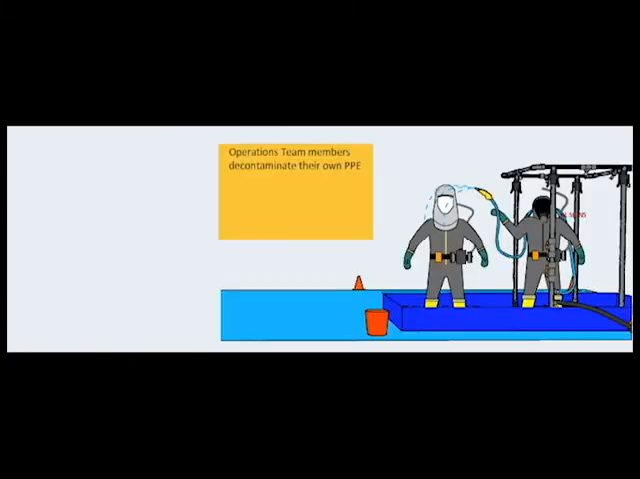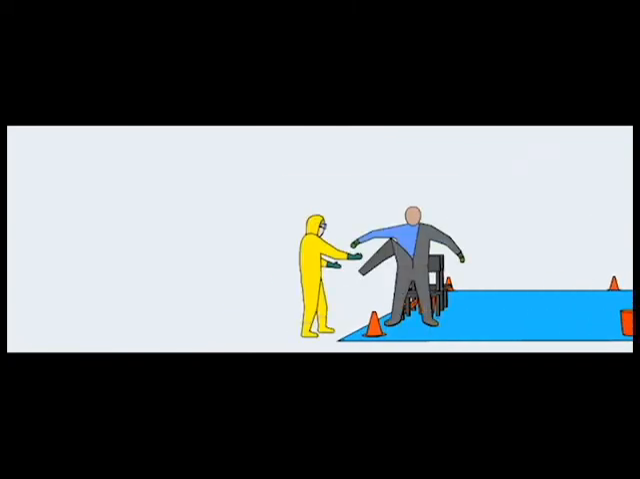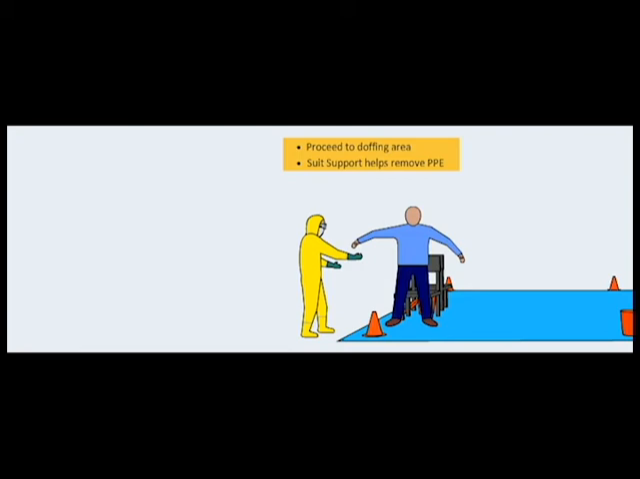Once complete, the operations team members help each other decontaminate their own PPE so they don't contaminate themselves or others during the doffing process. The exact method of decontamination needed will depend on the product and potential for cross-contamination between the patient or patients and Decon team members. Afterward, they should proceed to the doffing area where suit support will help them remove their PPE.